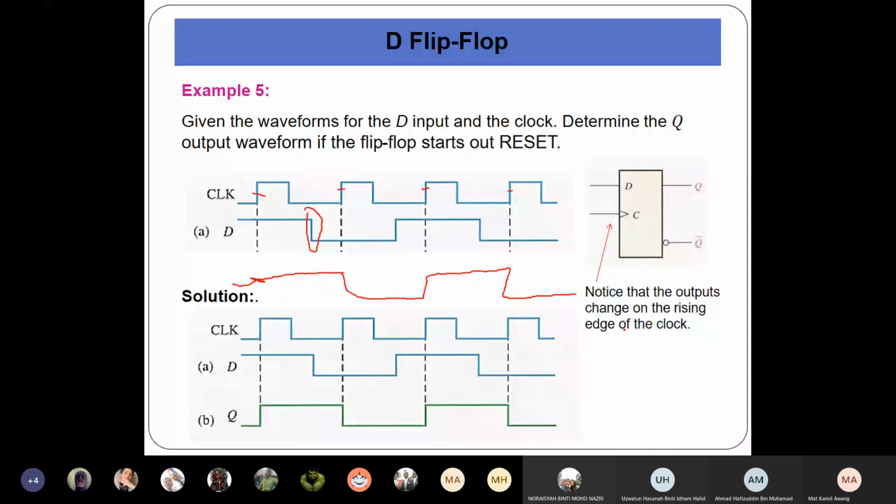Same as what I drew up there. I'm confused again, sir. Confused where? Which part? The third part. Which one? Here. The third phase, yes. So which part? This D is 1. Oh. D is 1. So it's set.